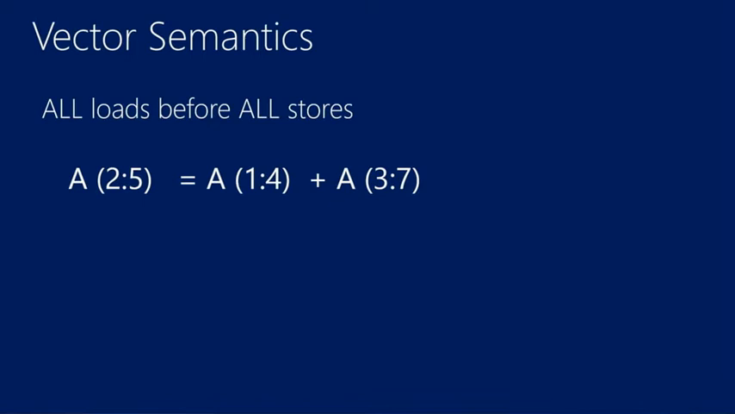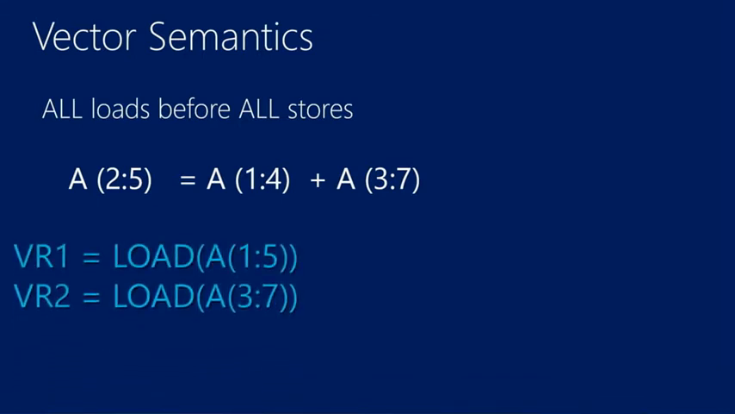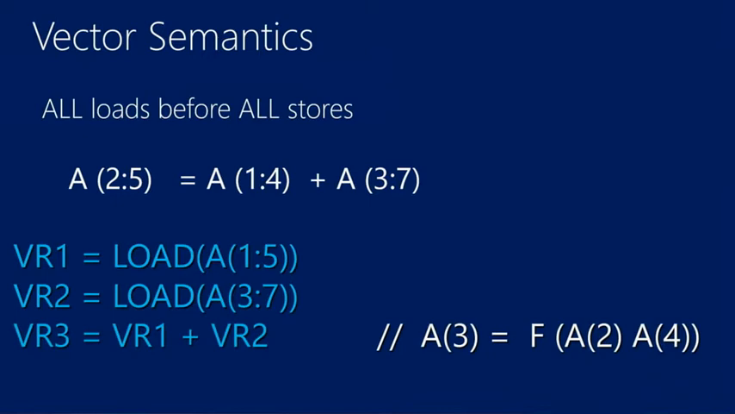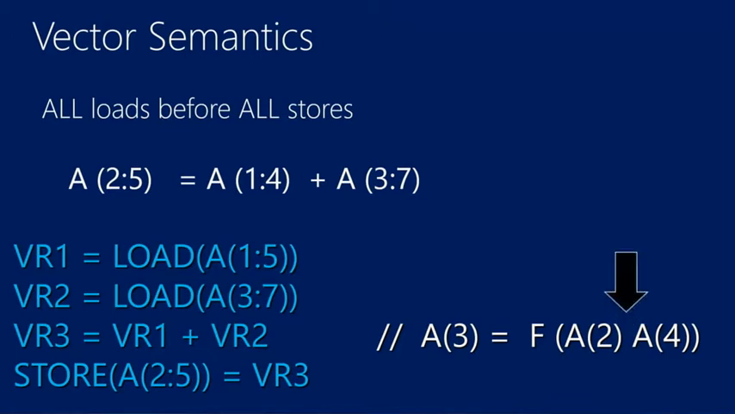So vector semantics, if you look back to the machine, require that all loads happen before all stores. So in this particular example, we would load vector register 1 with those values, vector register 2 with those values. Vector register 3 would be the vector add, and you would see that a sub 3 is a function of a sub 2 and a sub 4. And then we'd store that back into memory in those locations. So it's important to see that the vector version of that instruction is going to be a function of a sub 2 and a sub 4 for the third element, okay?